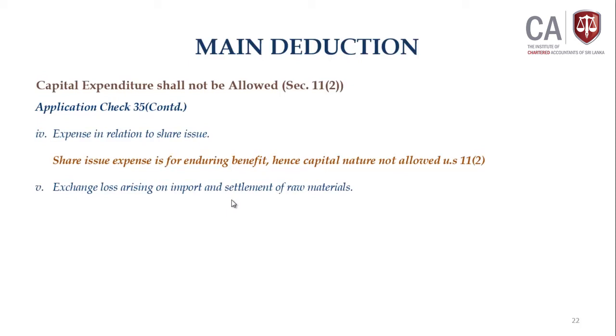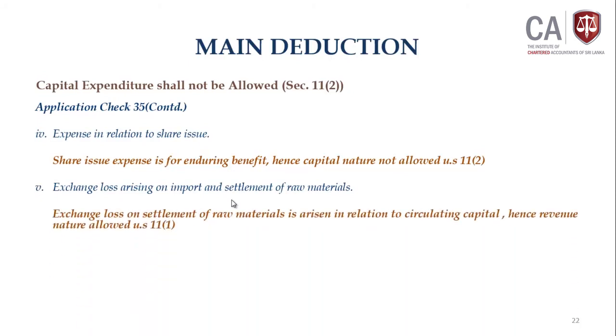The exchange loss arises on the import and settlement of raw materials. The exchange loss, the current law is silent about exchange gain or exchange loss, again to a certain extent, but here it is a raw material purchase, so it is a part of the purchase cost. You can claim it as an expense incurred in the production of income.